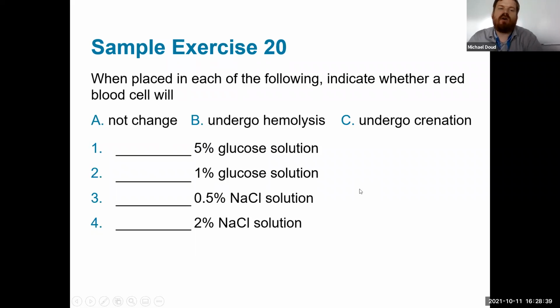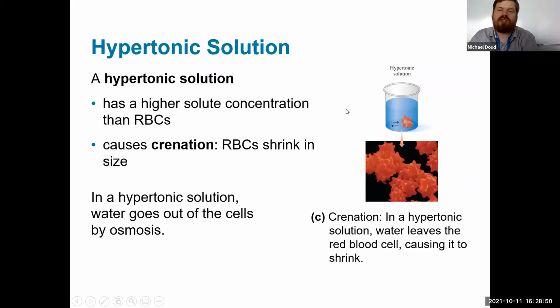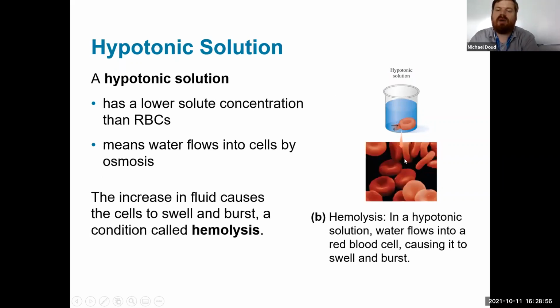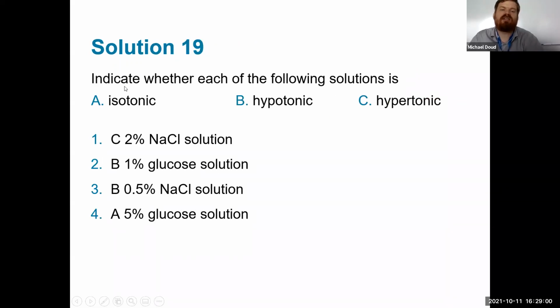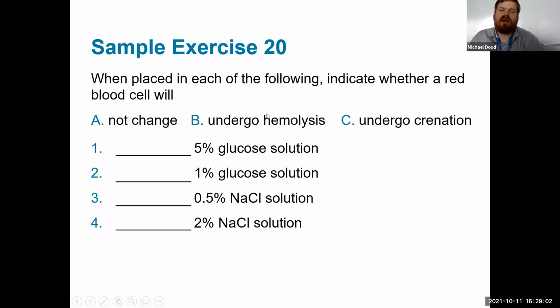Okay, here we go. When placed in each of the following, indicate whether a red blood cell will either A, not change, B, undergo hemolysis, or C, undergo crenation. So I didn't really say this here. Crenation happens in hypertonic solution. That's this appearance here. Hemolysis happens in a hypotonic solution. So basically, again, it's just isotonic, hypotonic, or hypertonic. Give it a shot.